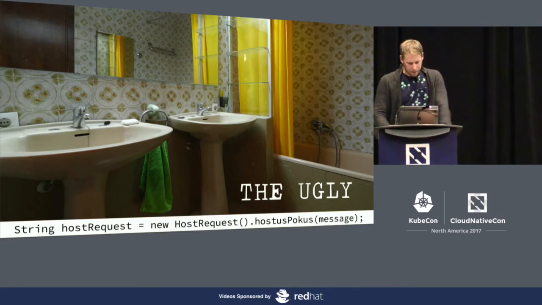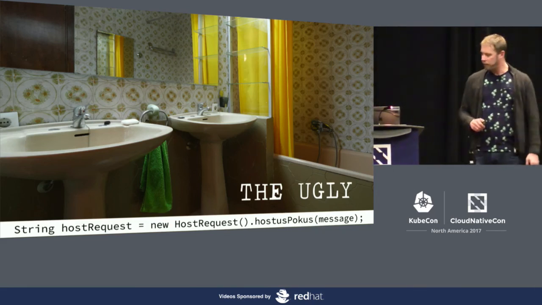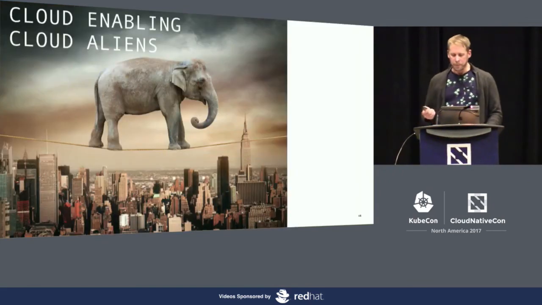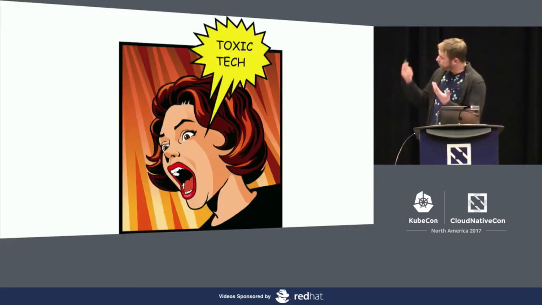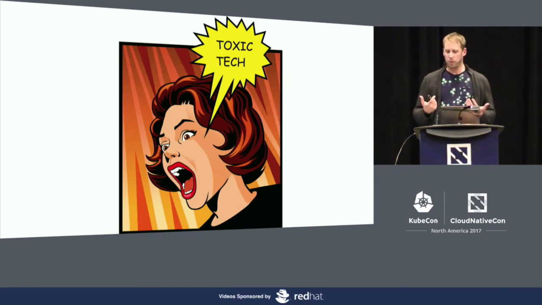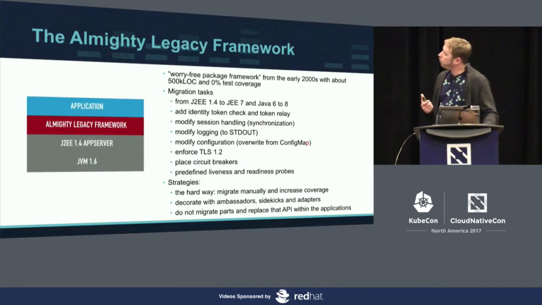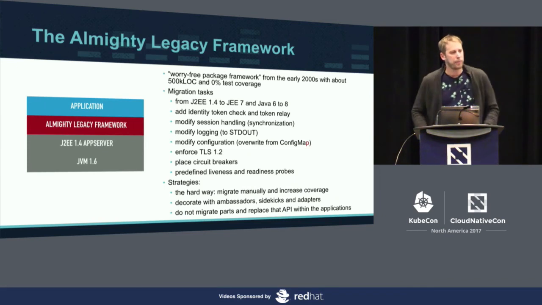So, and finally, the ugly parts. This line of code is very representative for the ugly parts, the hocus pocus, the host integration. We saw very ugly things there, how hosts are integrated and so on. It's mostly about cloud enabling cloud aliens there. We had toxic technology. This is technology which is not supported and maintained anymore, and especially it was our almighty legacy framework. This almighty legacy framework was developed in the early 2000s, about 500,000 lines of code and zero test coverage.